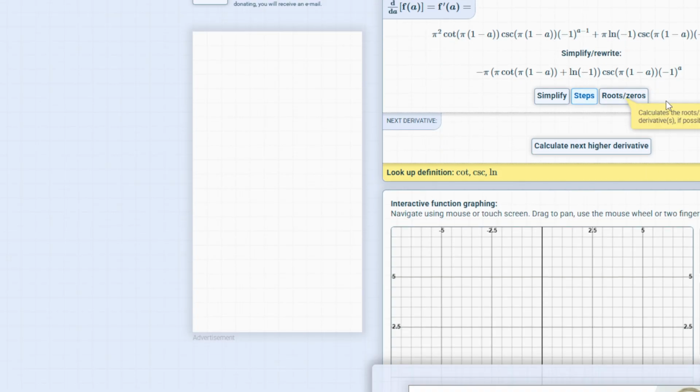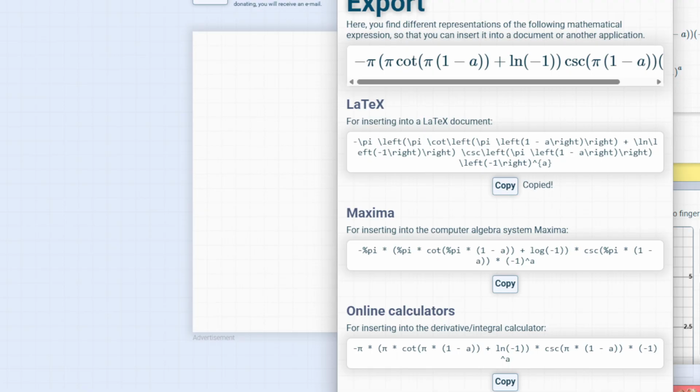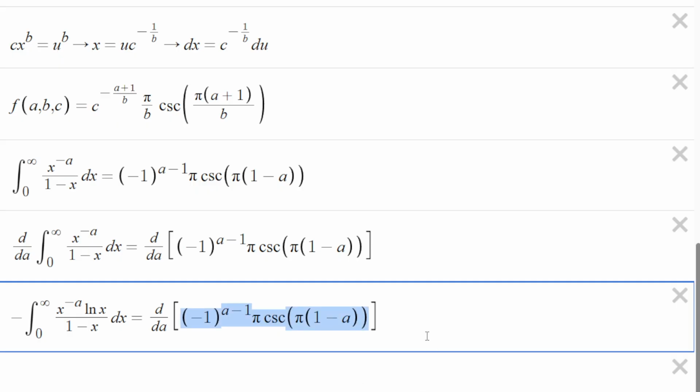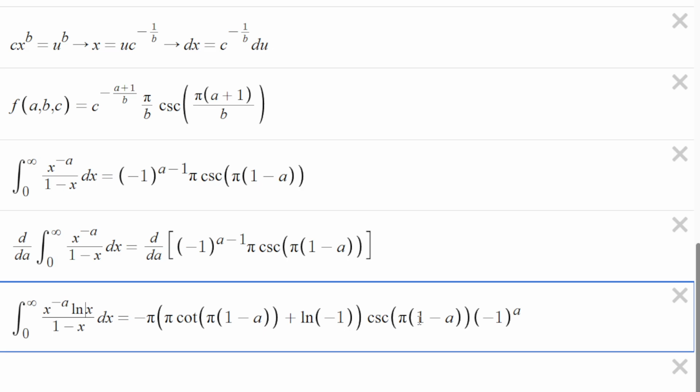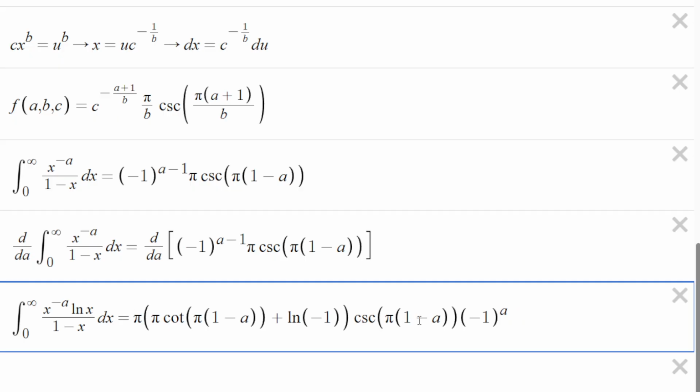And it spits this out right here. So we will copy it and put it right here. All right, now let's multiply both sides by a negative to get this. Okay, so technically we're done. This is the integral we were trying to solve, but we definitely need to clean this up a little bit.